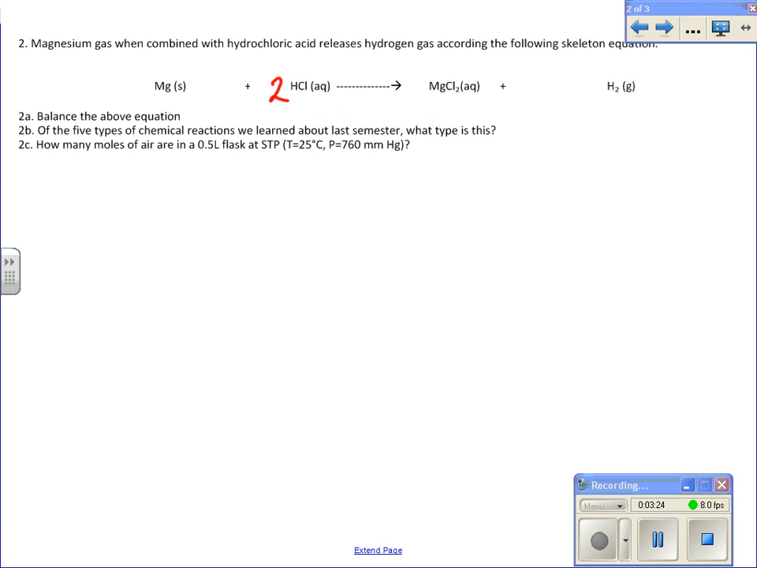2b, of the 5 types of chemical reactions we learned about last semester, what type is this? Well, just to refresh your memory, there was decomposition, synthesis or composition, single replacement, double replacement, and combustion. So let's take a look at this one. It looks to me like magnesium replaces hydrogen to give us magnesium chloride and liberates hydrogen gas. So this has got to be a single replacement.